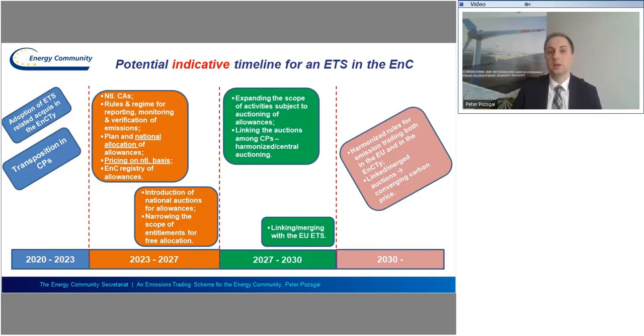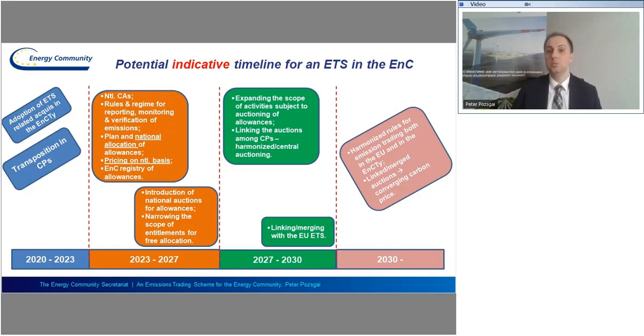The auctions will start when the legal obligation is put on some market participants that they have to buy their allowances, they will not be able to get them for free. Once the national auctions start, we hope there will be some price signals in the different contracting parties, and once this starts to move, then we can go to the next phase, which is about opening the borders and enabling cross-border trade among the contracting parties.